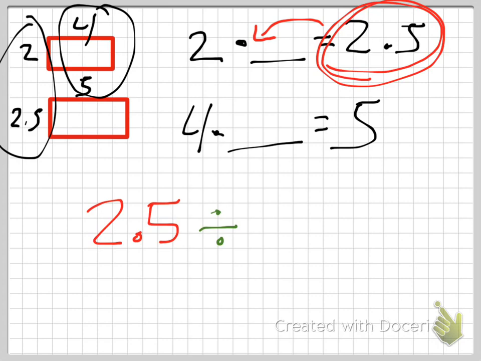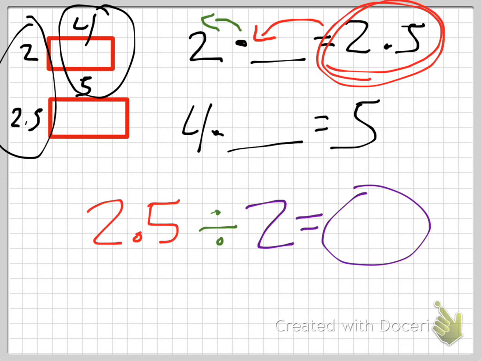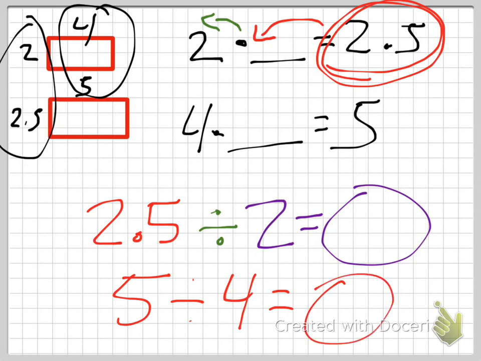2.5 divided by, and if I'm continuing to work backwards, now I just do my last number that's there, and that is going to give me a 2. So 2.5 divided by 2 is now equal to my blank space. I could do the same thing with my other number working backwards. I would have 5 divided by 4 is equal to my blank space.